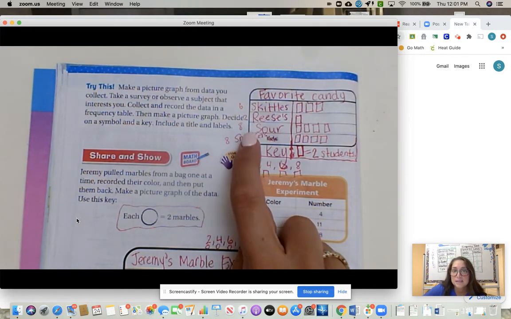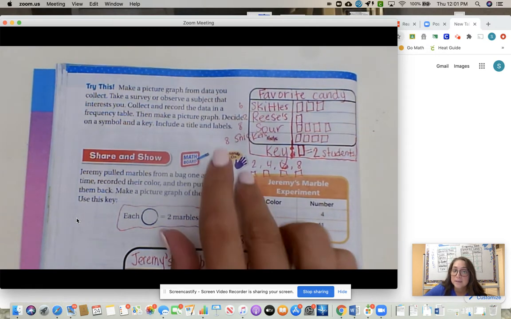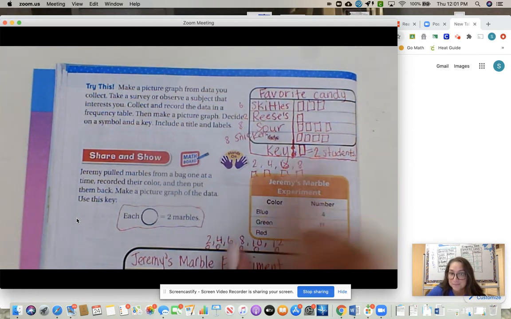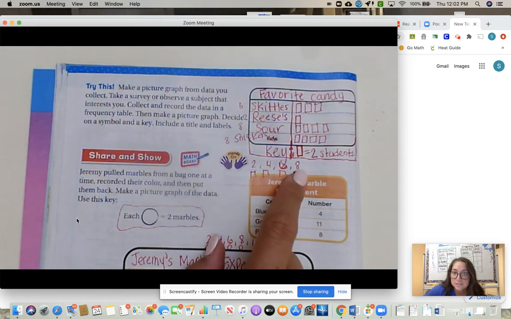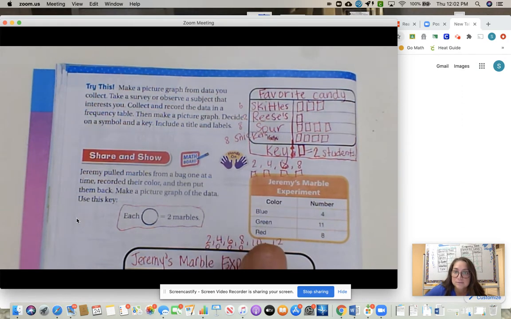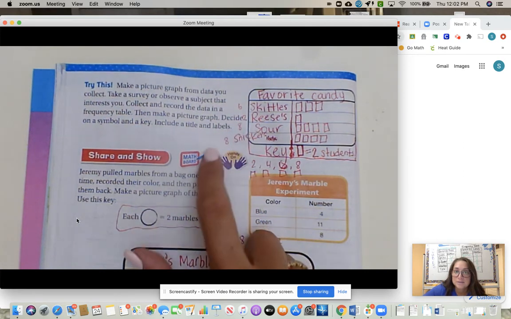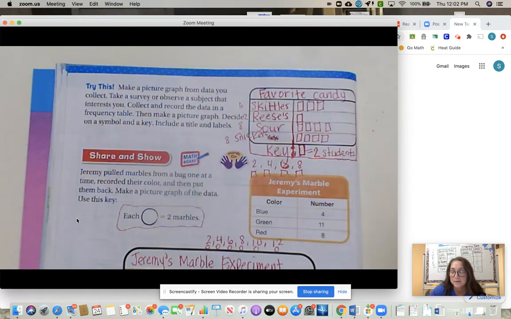Well, if we had 6, 2, and 8, the students knew, oh, when you skip count by 2s, you say 6, 2, 6, and 8. So like I did before, I skip counted by 2s, 2, 4, 6, 8, and I drew my rectangles. On the side, I did write the numbers because I had it on the board, so it was easier for students to remember how many students voted for Skittles.